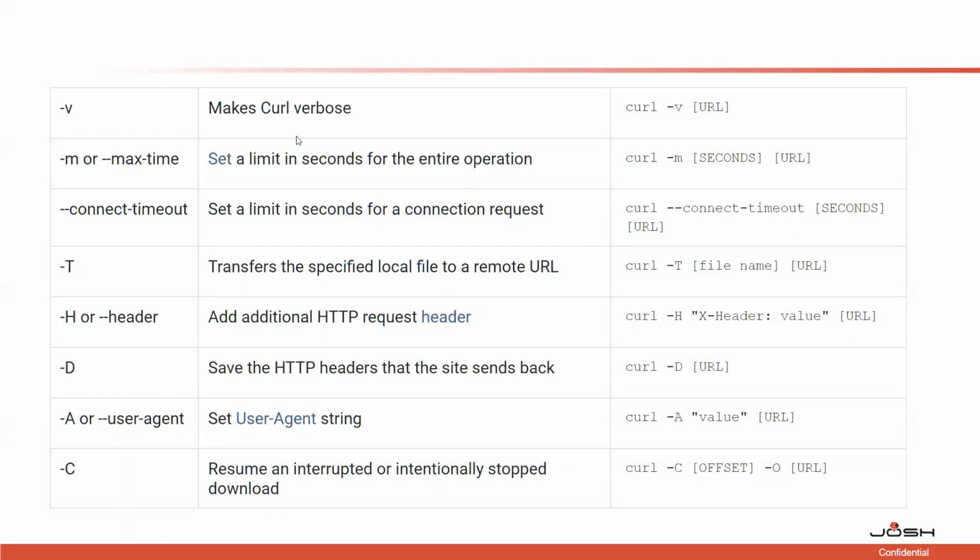Small v, make curl verbose, print a lot of logging, HTTP headers and everything. Let's see if we have anything important here. Yeah, capital H is additional HTTP request header. If you want to send HTTP headers via curl, this is how you do it. Capital H, then key of the header, and then its value.